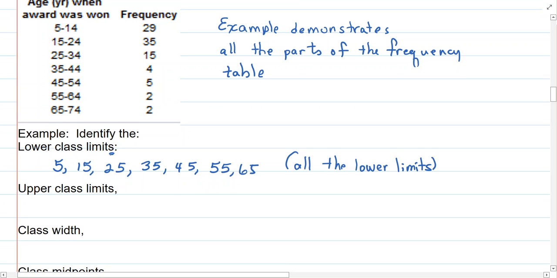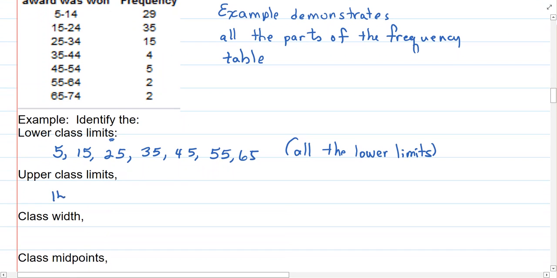Right. The next one is the upper limits. Well, that would be the 14, the 24. Now look at the pattern. If we start at 15, we ended at 14 prior. We started at 25, we ended at 24. So this would mean a 34, a 44, a 54, and a 64. All right. And we have to mention that last one, which is the 74.